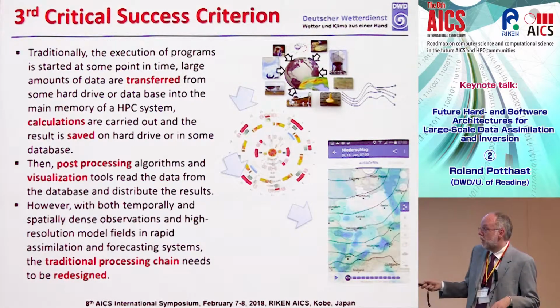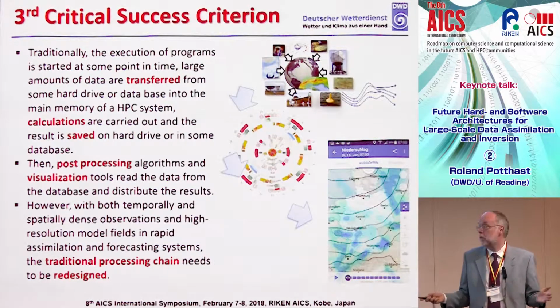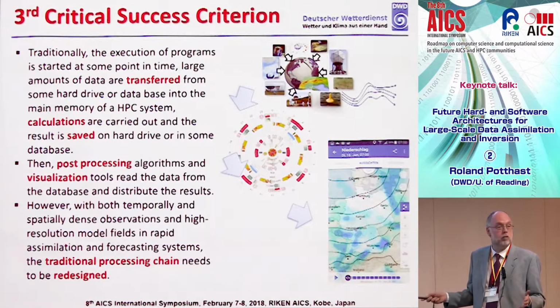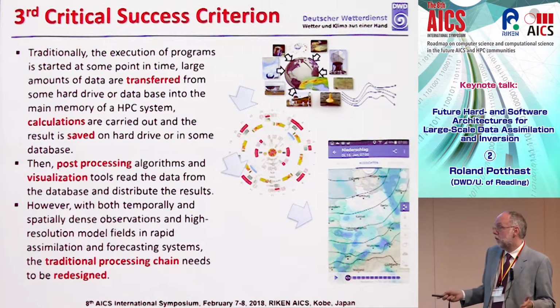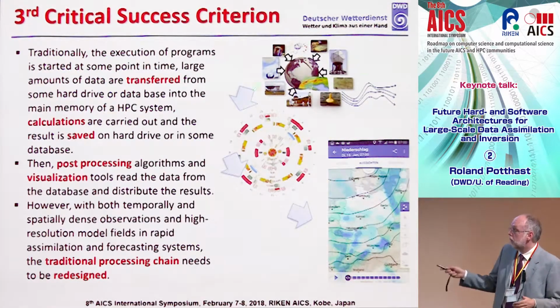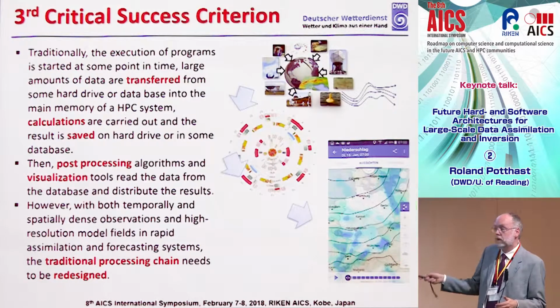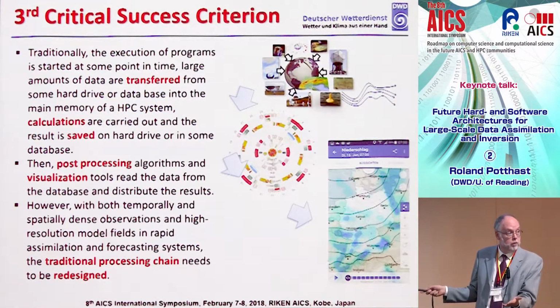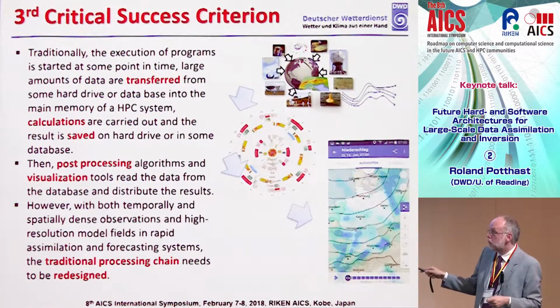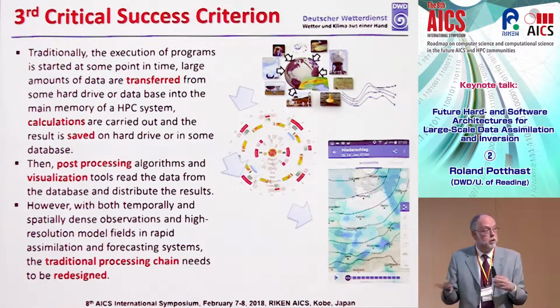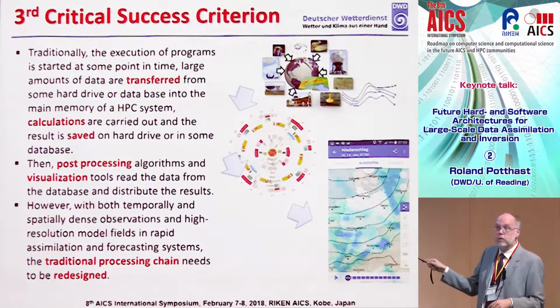So with temporally and spatially dense observations and high-resolution models and rapid assimilation and forecasting systems, the whole chain breaks down. Just not going to work anymore. And the chain needs to be redesigned. So I put this here for the chain. Here you have the app data, which is on the web for 5 million users in Germany. This is our model where all the programs run in different strands for the regional models and the global models. And here's all the data coming in.